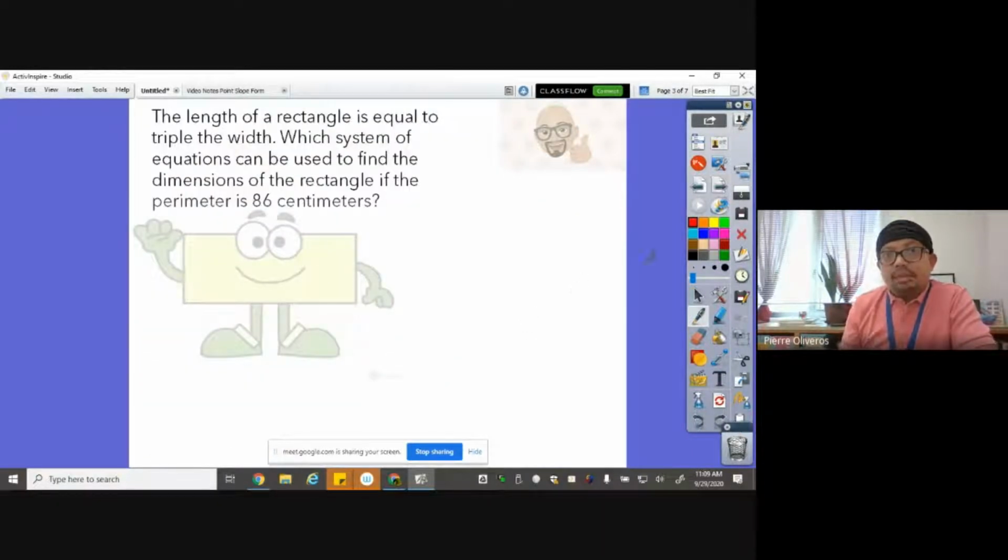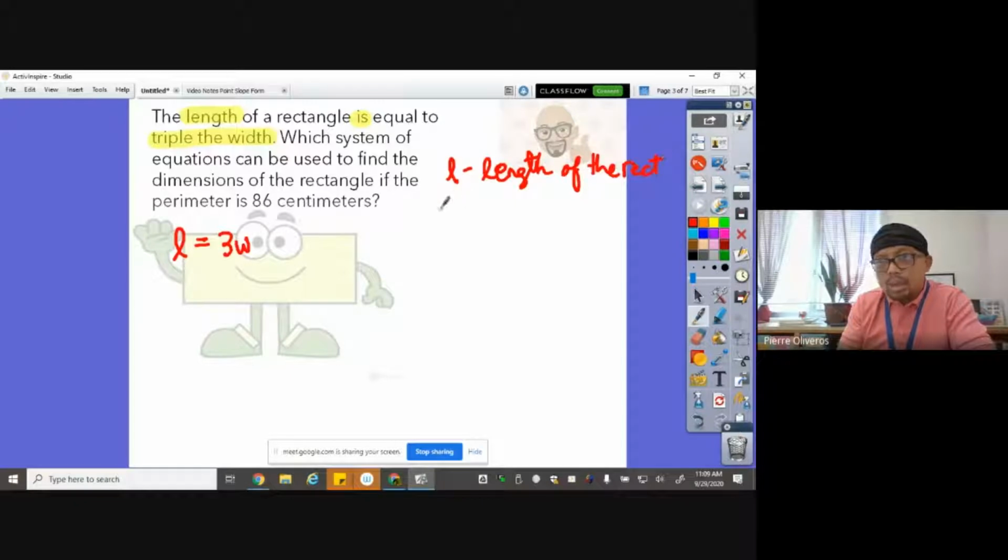next. The length of a rectangle, so we have a rectangle, is equal to triple the width. That's the hint. The length of a rectangle means equal sign, equal to triple the width. When you read that right away, you know that the length of the rectangle is equal to triple the width. Okay, we know that L will be the length of the rectangle, and W is going to be the width of the rectangle.